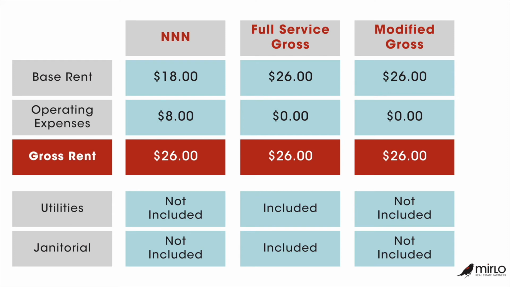However, in a triple net lease, the utilities are typically not included. Neither is janitorial. You'll generally have to pay for that on top of your actual expenses. In a full service gross lease, utilities are generally included, and so is janitorial. And in a modified gross lease, neither utilities or janitorial are included.